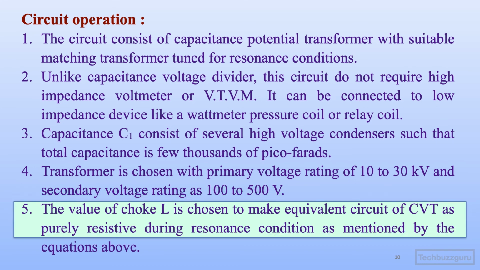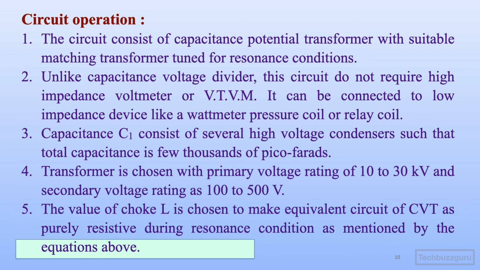The last point in the circuit operation is that the value of choke is chosen to make the equivalent circuit of capacitance voltage transformer purely resistive during resonance condition, as mentioned by the equations above. Okay, so the value of inductance is chosen to enable the resonance condition. The main purpose of using choke is to enable a resonance condition at the power frequency with respect to the total circuit inductance and the total circuit capacitance.